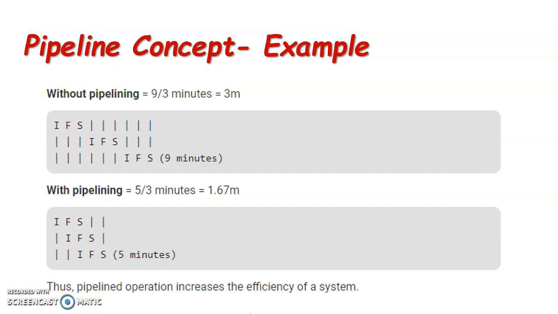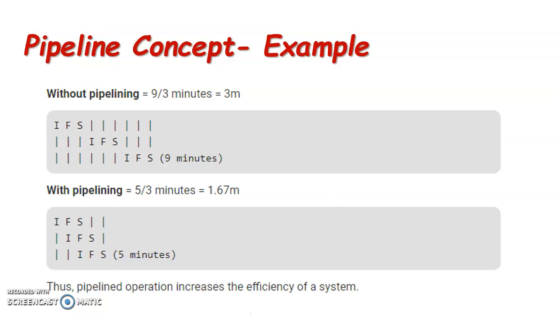That is, when the bottle is in stage 2, another bottle can be loaded at stage 1. Similarly, when the bottle is in stage 3, there can be one bottle in stage 1 and another bottle in stage 2 for water filling. So after each minute, we get a new bottle at the end of stage 3. Hence, the average time taken to manufacture one bottle in a pipeline system is 5/3 minutes, that is 1.67 minutes. Thus, the pipeline operation increases the efficiency of the system.